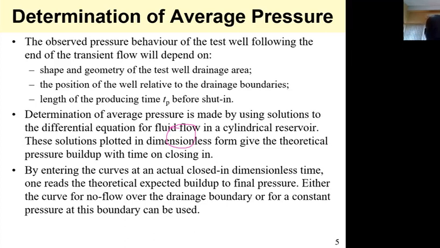So the pressure behavior that would be inferred from the test well at the end of the transient flow period would be a function of the shape and geometry of the test well drainage area, the position of the well relative to drainage boundaries, and the length of the drainage time. That's for how long the well has been producing prior to shut-in.